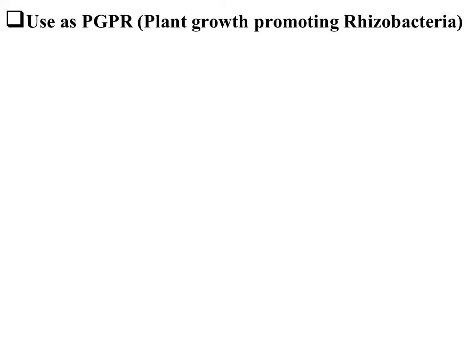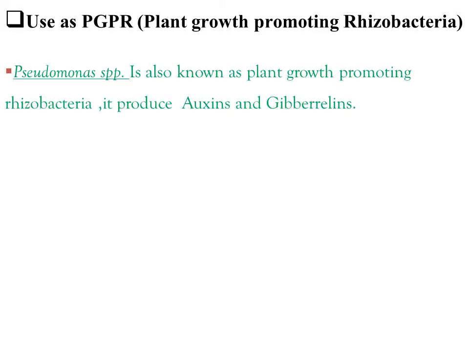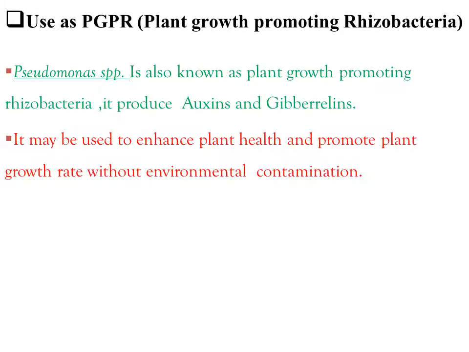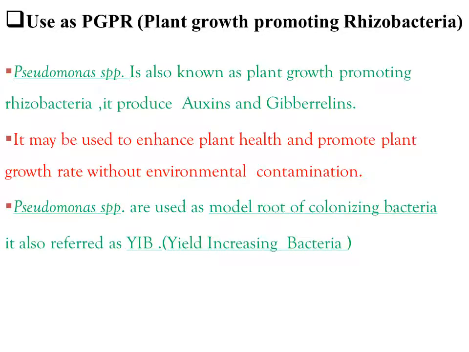It can be used as a PGPR, that is, a plant growth promoting rhizobacteria. Many species used as biofertilizers from the genera Pseudomonas and Bacillus are used as plant growth promoting rhizobacteria, which naturally produce auxins and gibberellins at the rhizosphere. It may be used to enhance plant health and promote plant growth without environmental contamination. Pseudomonas species are used as a model root-colonizing bacteria. It is also referred to as a yield increasing bacteria, which is a very popular characteristic of Pseudomonas.